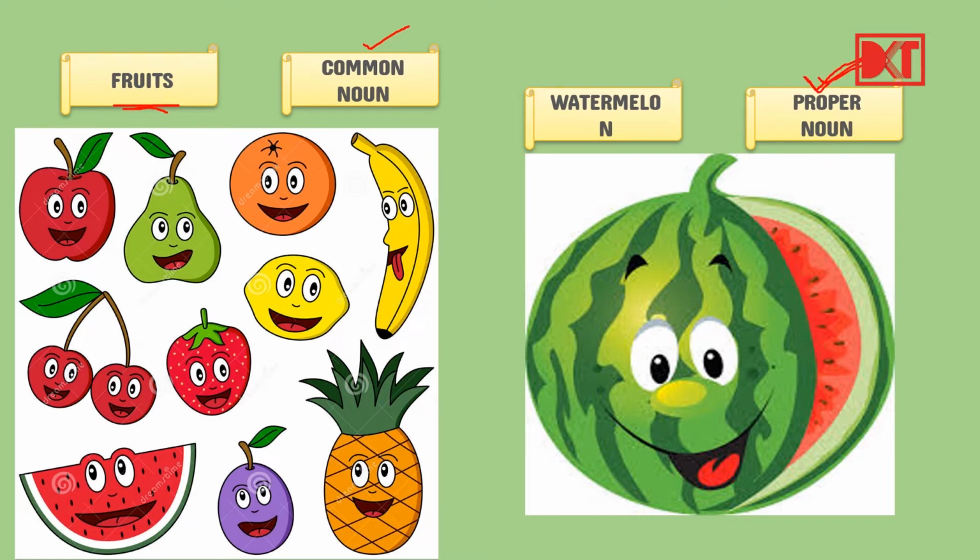So this is the broad difference between common noun and proper noun. Common noun is used to name things or people or places in a general manner, whereas proper noun is used to refer to them in a specific manner. Okay, so let's take a few more examples.